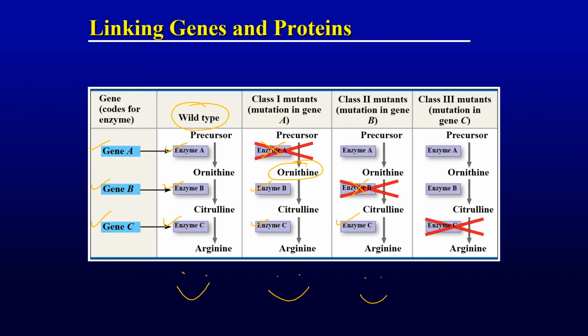Similarly with our class 3 mutant. So there was a mutation in gene C, it can't produce enzyme C, so even if we give it ornithine and citrulline, it still can't grow because it can't make arginine. But if we give it arginine, then it's able to grow.